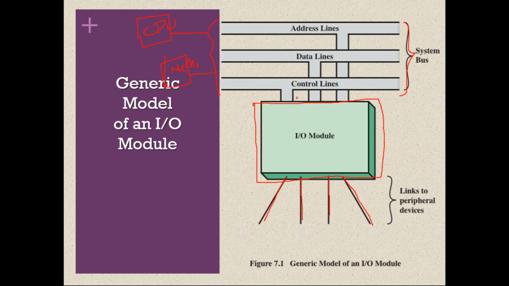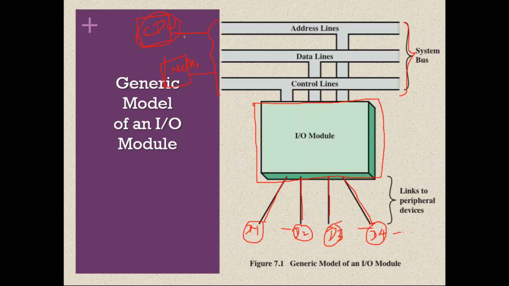One end of the IO module is connected with the system bus, and the other end of the IO module is connected with the various IO devices. So you can say that the IO module acts as an interface between the processor and the IO devices. It means that the processor is not going to communicate with the IO devices directly. All these are IO devices; we'll call them device 1, device 2, device 3, and so on. The processor communicates through the IO module, right? Now you may ask, why is it so?